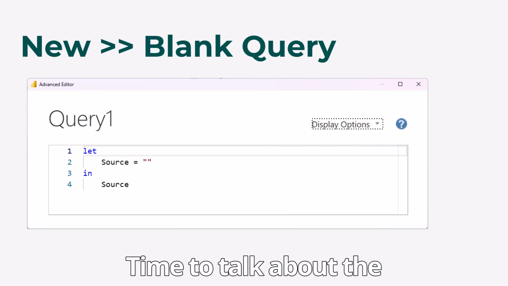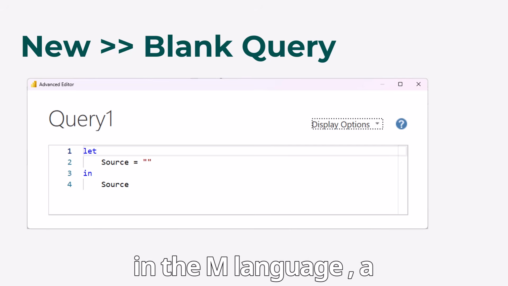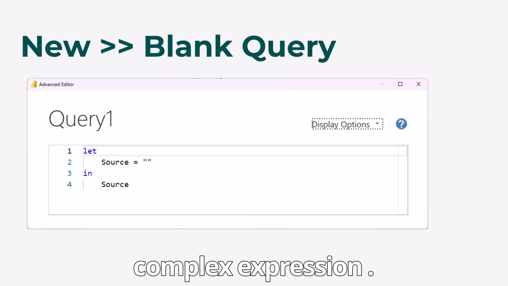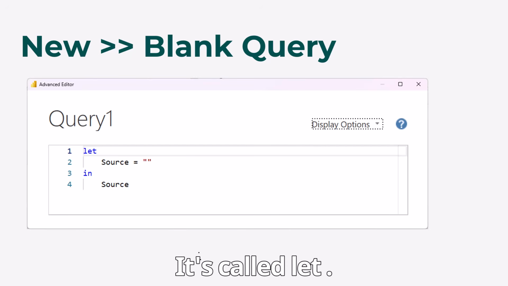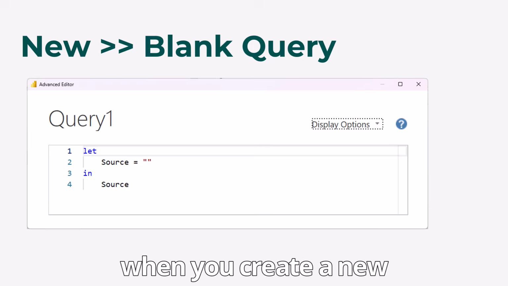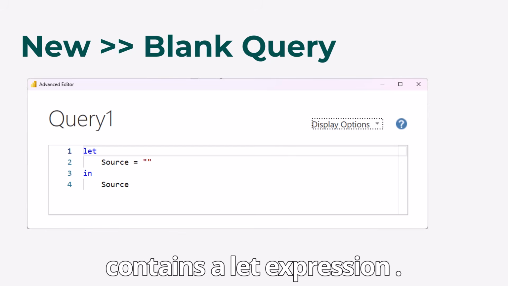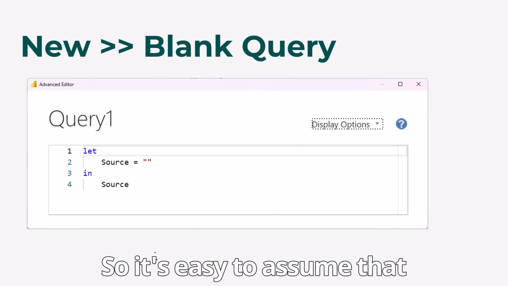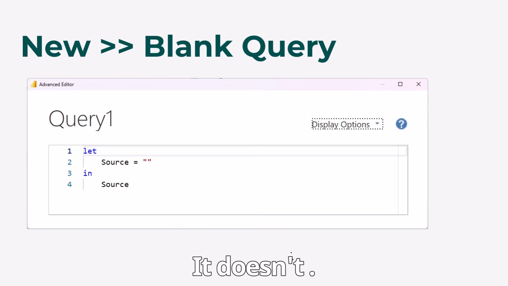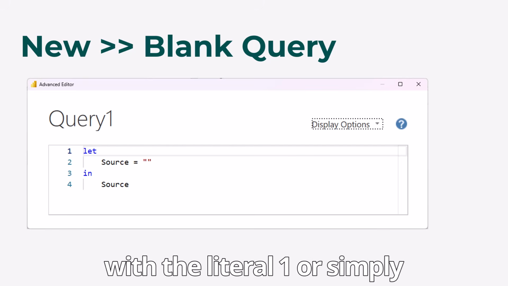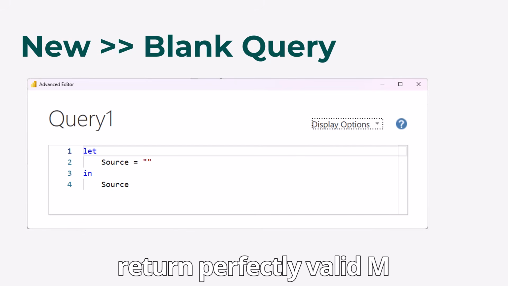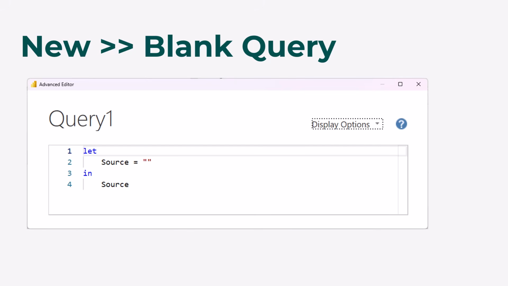Time to talk about the most fundamental concept in the M language, a structure that helps to create a single, more complex expression. It's called let. Every time you connect to a data source, and even when you create a new blank query, it already contains a let expression. So it's easy to assume that every query must contain one. It doesn't. Replacing everything there with the literal 1, or simply 1 plus 1 for example, both return perfectly valid M expressions.